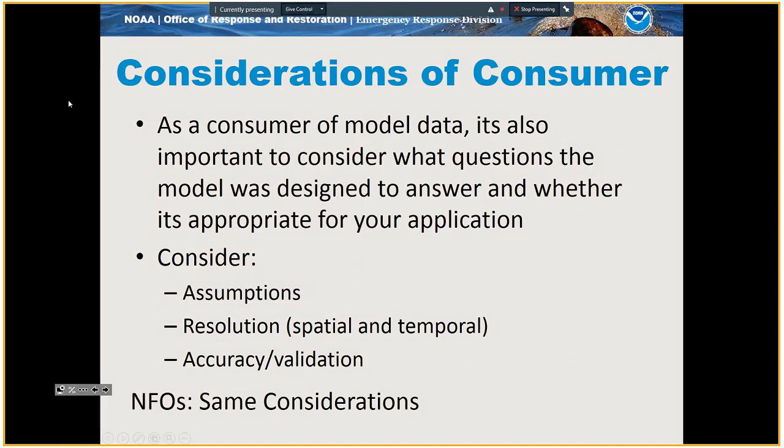So when you're getting model results, you're the consumer of the model, you're in the command post, and somebody comes in with this forecast. You also want to be thinking about what assumptions actually went into this model. What was the resolution? What kind of accuracy and validity? We certainly try to present this information when we present a model result. And this is all the same thing for non-floating models. Same kind of questions. Whenever you get a model result, ask what assumptions went into it.